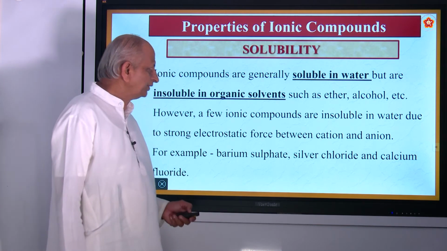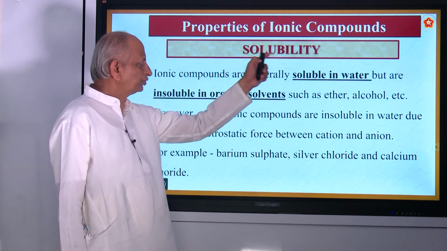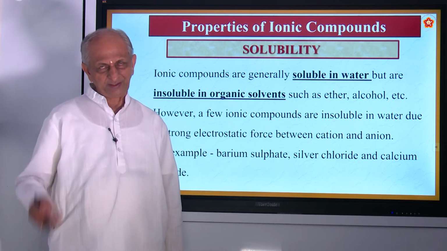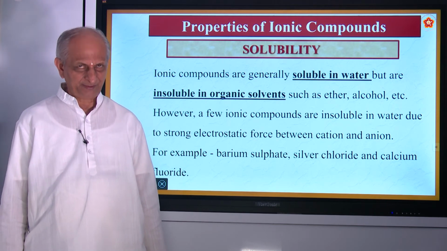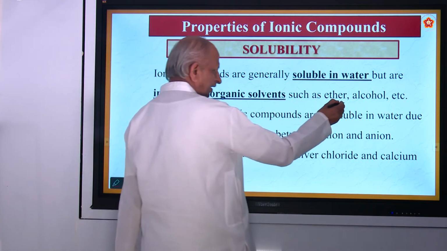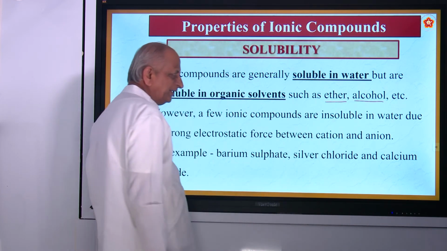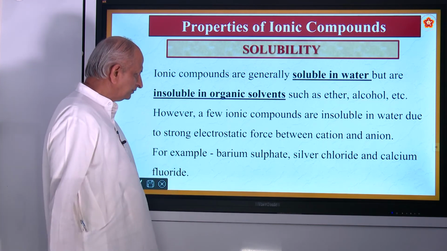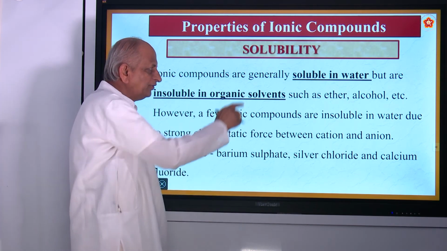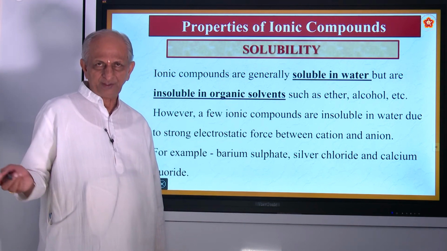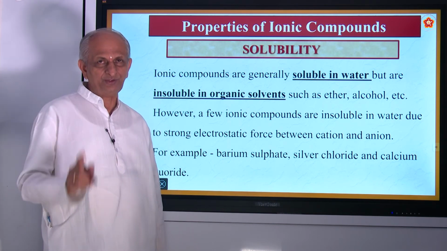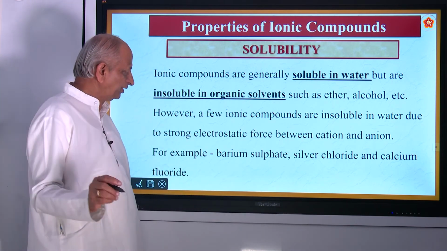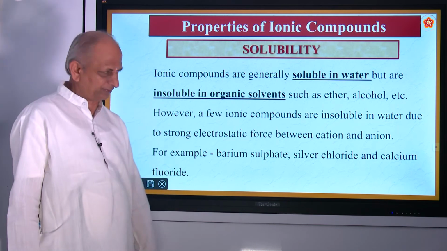Okay. So, this is one more property, about solubility. What do you mean by organic solvents? About that we will study in the next class. Organic means solvents like ether, alcohol, petrol, diesel, benzene, etc. All this comes under organic. So, ionic compounds do not dissolve in them. For example, if you take salt and add it to benzene, it won't dissolve. Or if you add it to ether, it won't dissolve. The same salt, if you put it in water, it dissolves. Okay.